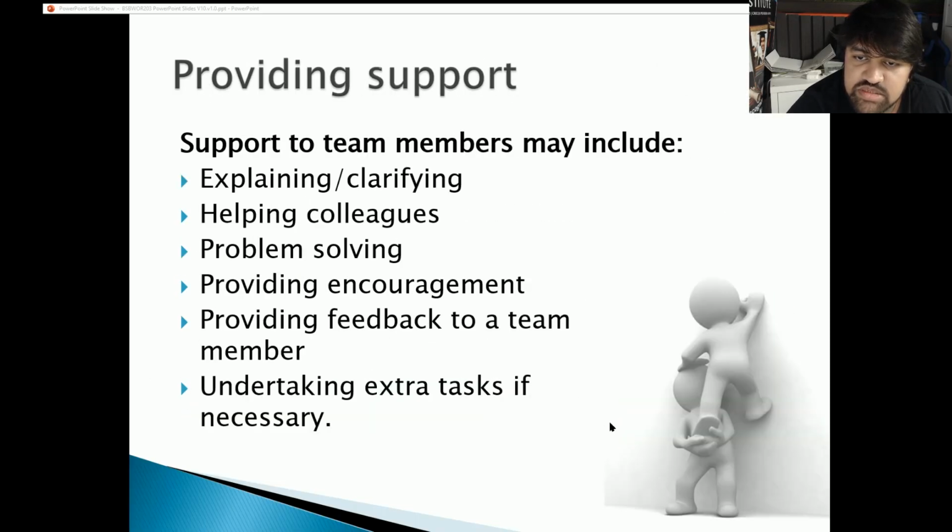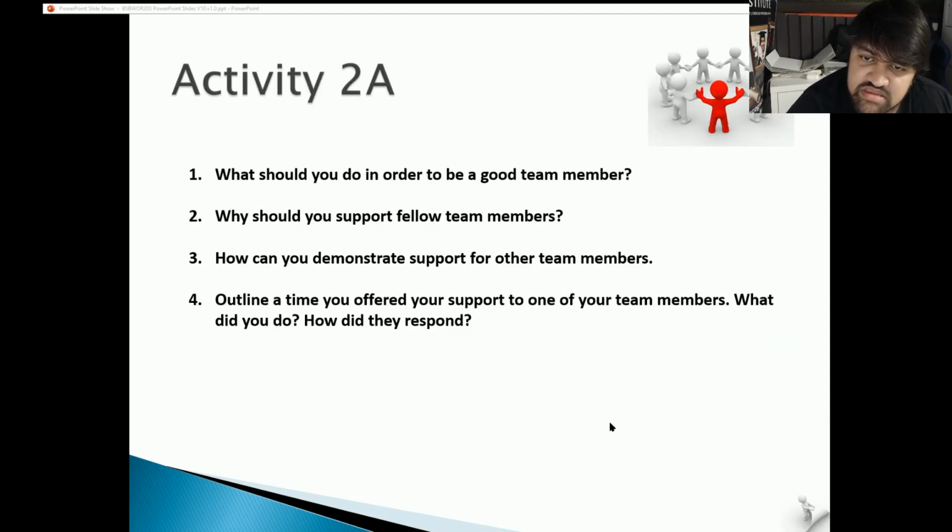So to support other team members, we can do it by helping them solve problems, provide our ideas, encourage them, providing feedback, helping in any tasks that they might be finding confusing, explaining or clarifying anything that they might have issues with, and things like that.